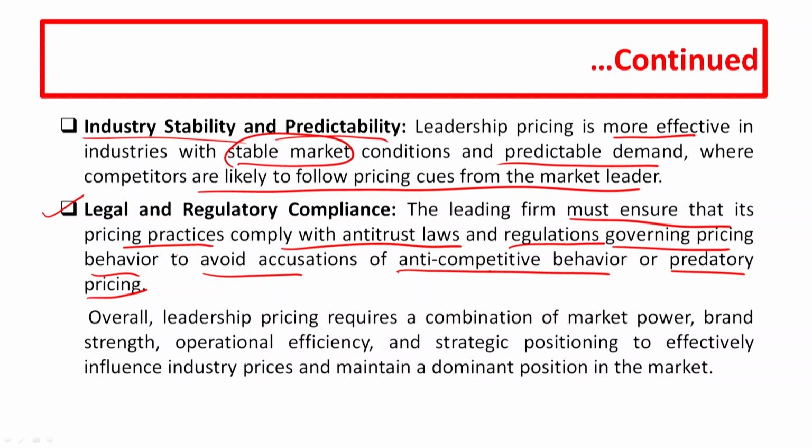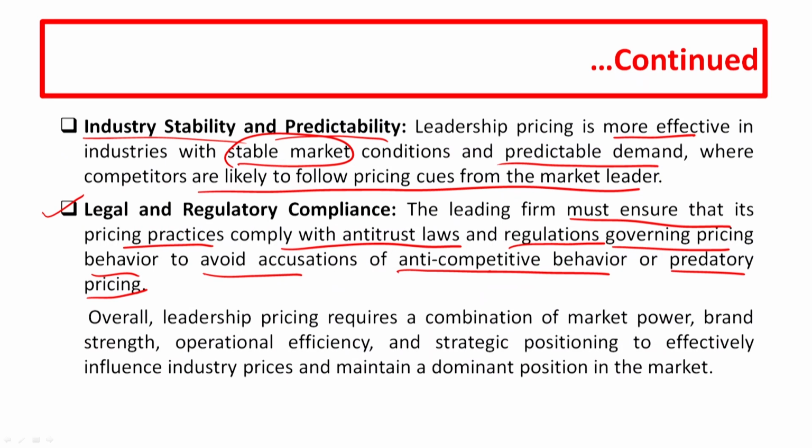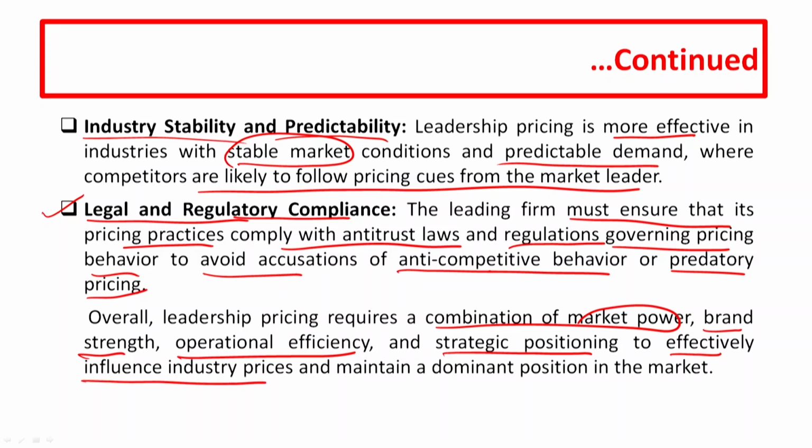So overall, we have discussed five preconditions. The first was market dominance, then brand strength and loyalty, cost leadership or efficiency advantage, then industry stability and predictability, and last, legal and regulatory compliance. So overall, leadership pricing requires a combination of market power, brand strength, operational efficiency and strategic positioning to effectively influence industry prices and maintain a dominant position in the market. So all these are predetermined conditions which need to be considered in the leadership pricing method.